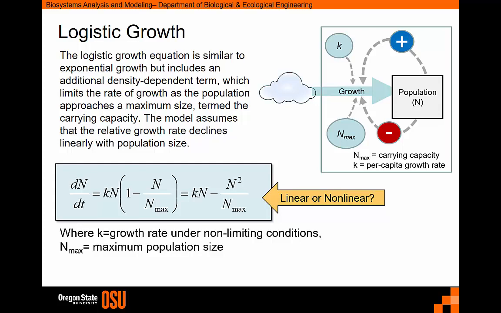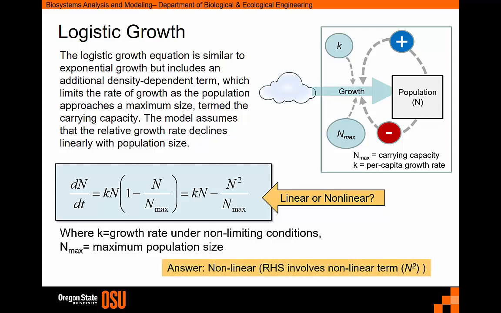Is this model linear or nonlinear? It's nonlinear because of the n squared term resulting from expanding the first and second terms, the state variable raised to a power other than 1 or 0. The exponential portion of the growth is linear, meaning it scales with population size, but the density-dependent term is nonlinear because it scales with the square of the population size.